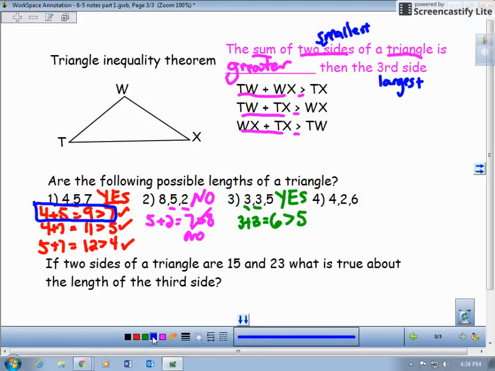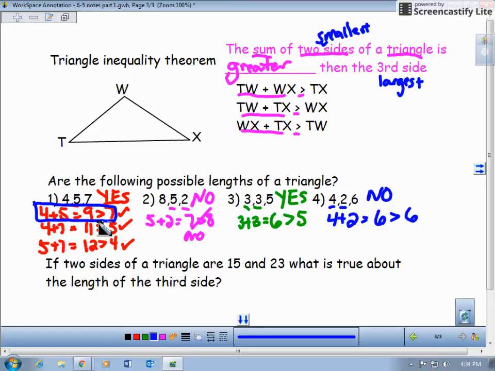And then the last one we'll do here is 4, 2, and 6. The two smallest sides here are 4 and 2, so we'll add those two together, 6. Is 6 greater than 6? Well, the answer to that's no. 6 is equal to 6, not greater. So that one is a no also. Those cannot be the sides of a triangle.